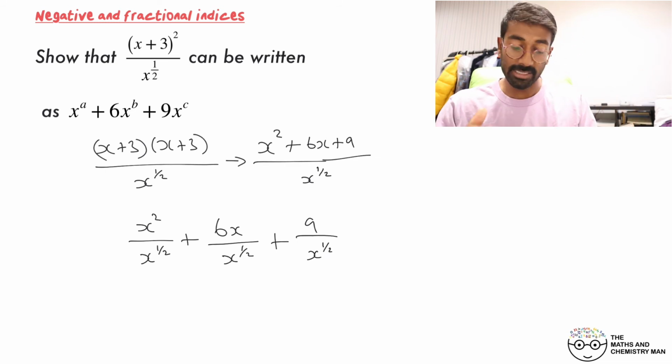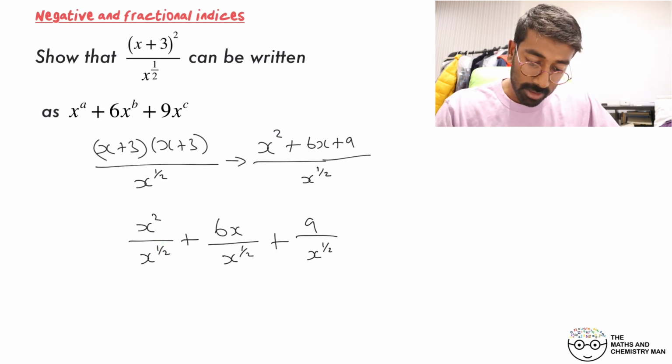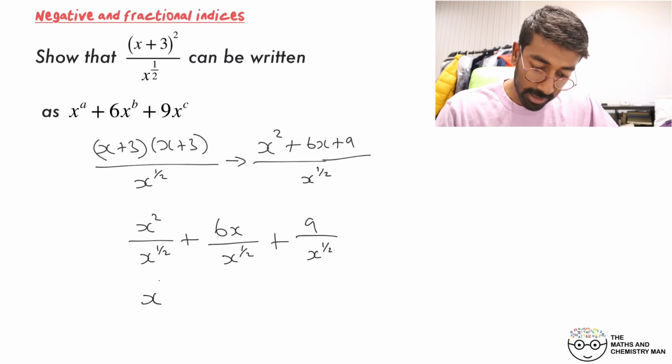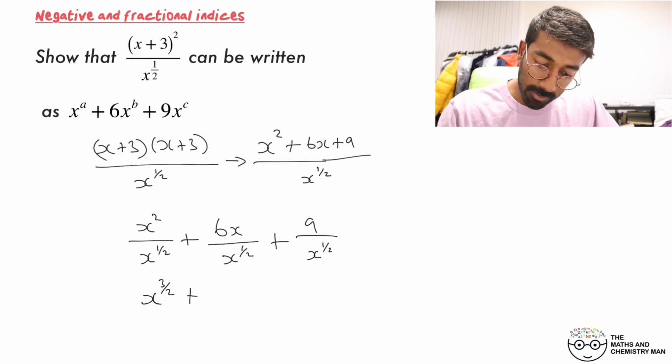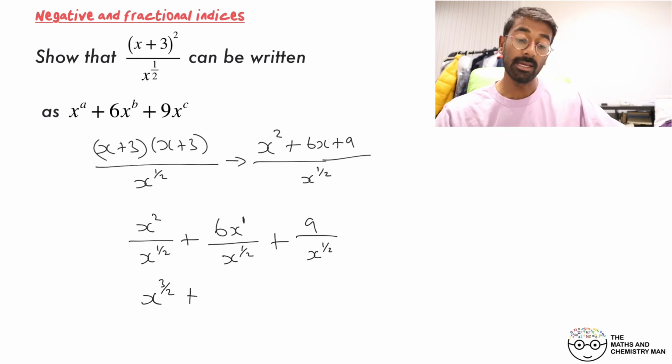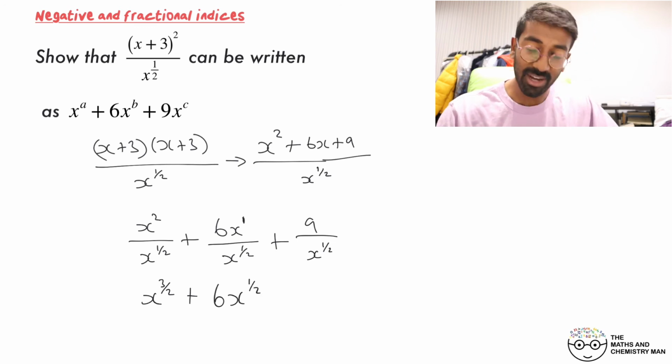Now we just need to simplify this down a little bit. So again, because we're dividing, we'll need to subtract our powers. So that's x to the 2 there, x to the half, so 2 take away a half, so x to the power of 1.5, or 3 over 2. With the next one, make sure you've got a power of 1 there, and if we take away our powers, that's going to be 6x to the power of a half.